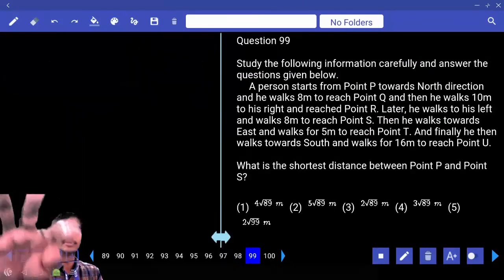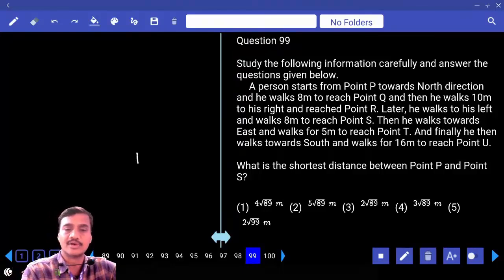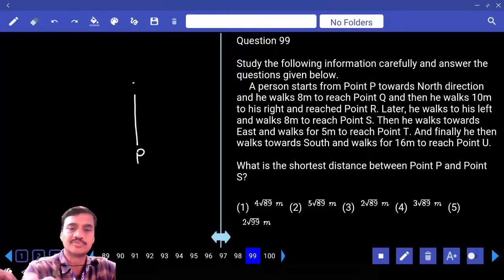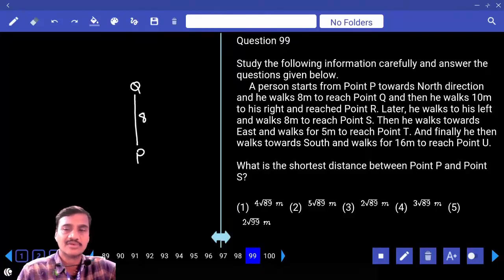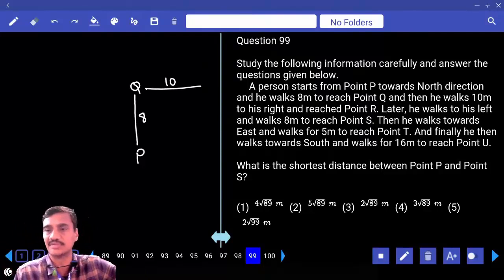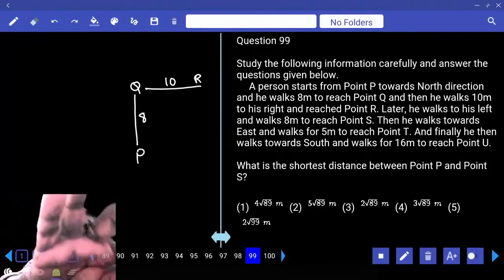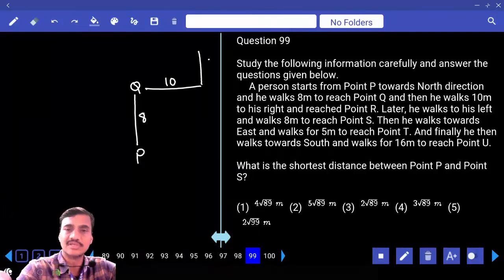Then 99, it is based on direction sense here. A person starts from point P towards north direction and he walks 8 meters to reach point Q. Now this is P. First from here, this person starts moving towards north and walks 8 meters to reach Q. And then he walks 10 meters towards his right hand side. Now from here, this person walks 10 meters towards his right hand side and reached point R.